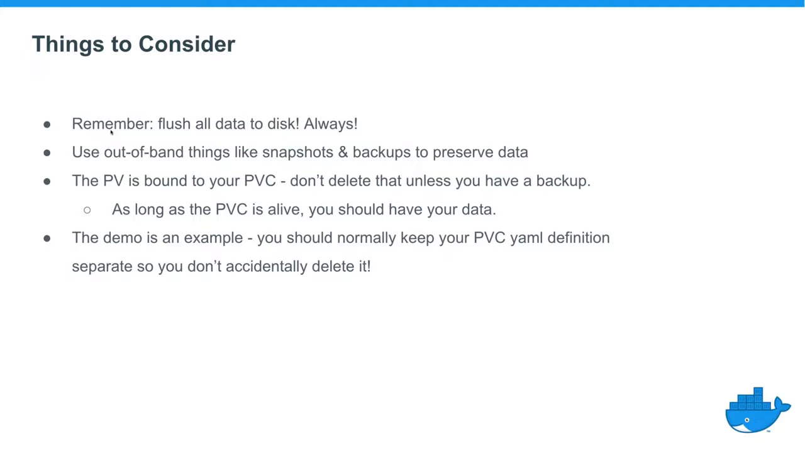So the persistent volume is bound to your persistent volume claim. Do not delete that unless you have a backup. Again, do not delete your persistent volume claim unless you have a backup if you need that data. As long as the PVC is alive, you should have your data available in your Kubernetes install. So remember, like we mentioned in this demo's example, keep your PVC YAML definition separate, so that if you ever do a kubectl delete and point it at your YAML definition file, you will be able to keep that data. Just a thing to consider.